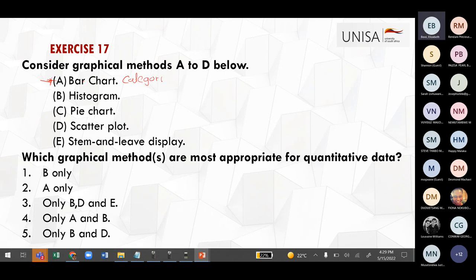Remember, categorical data you can only summarize using three things: bar chart, pie chart, and a summary table. Histogram, dot plot, and stem and leaf plot are for quantitative data, and then you need to choose which one is the correct answer here. Three. BD and E are the only correct answers.